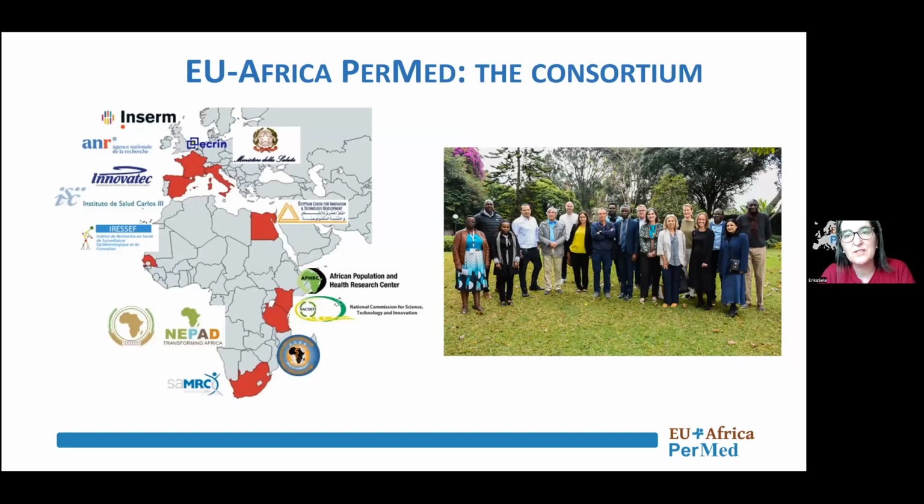The consortium, as you can see here, is made of 13 partners. We have 7 partners from Africa and 6 from Europe. From Africa, we have partners in South Africa, in Kenya. I will not go into the names because it takes quite a lot of time, but you can have a look at it in the website. We have partners in Senegal, in South Africa, in Kenya, in Tanzania, and in Egypt. And from Europe, we have partners in Italy, in Spain, and in France.